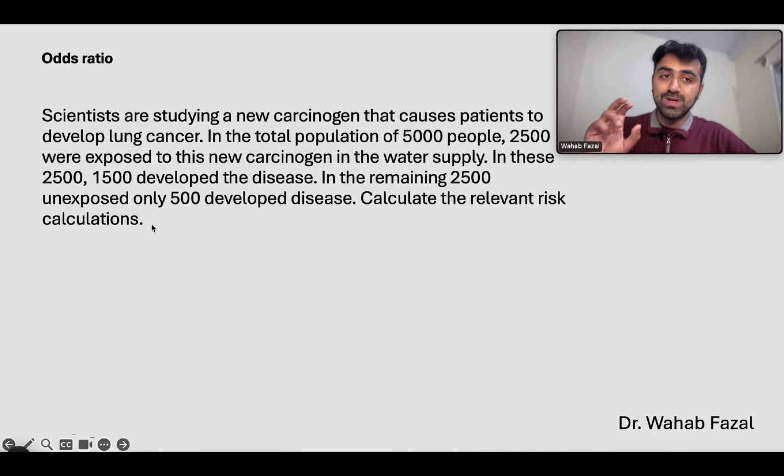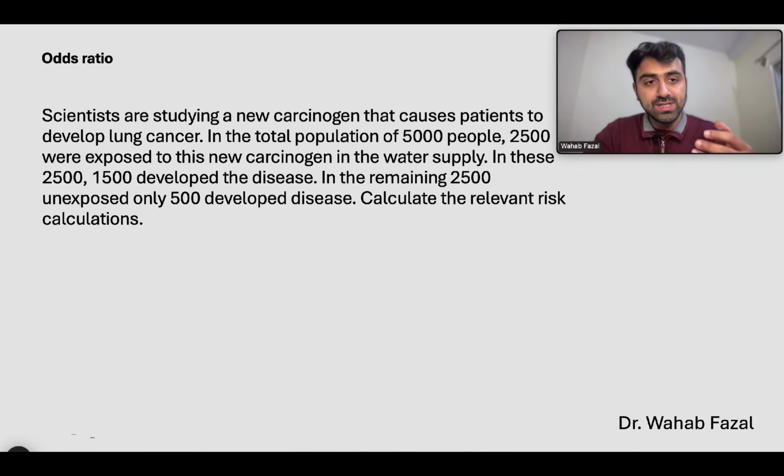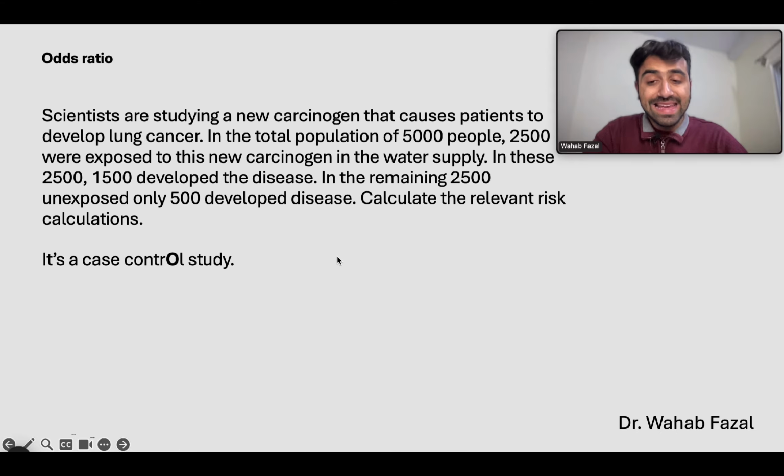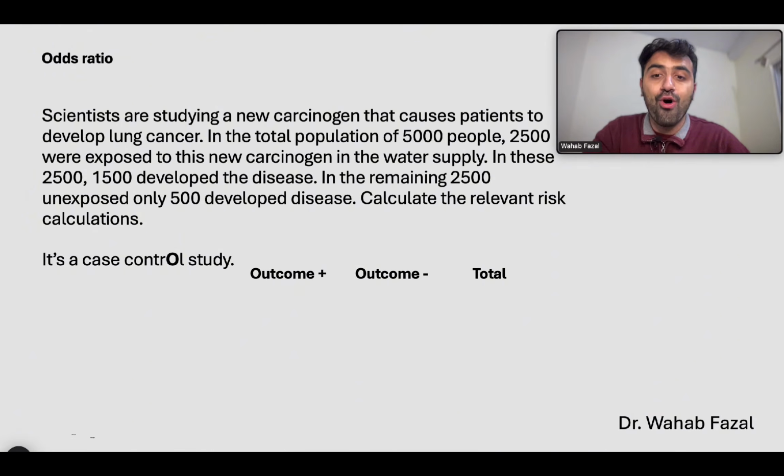First of all, we need to understand what type of study this is. They're studying a new carcinogen that causes patients to develop lung cancer. So basically you can say that they looked at the people who have the disease. They did not follow these people up. I did not explicitly mention here whether this is a cohort study or a case control study. For the purposes of this question, just remember that this is a case control study. Just look at the O: whenever you have an O as the second last word in case control study, you do something called an odds ratio.